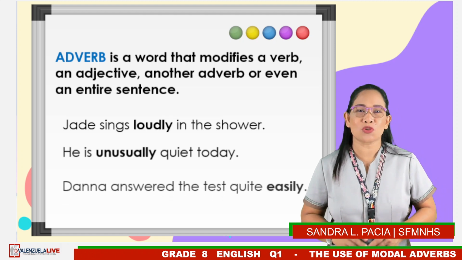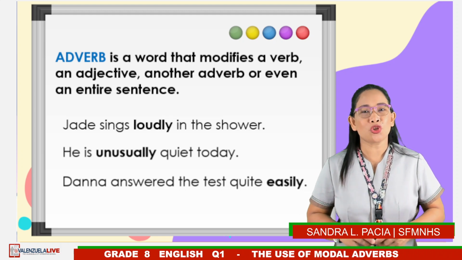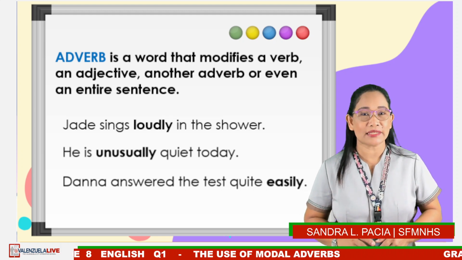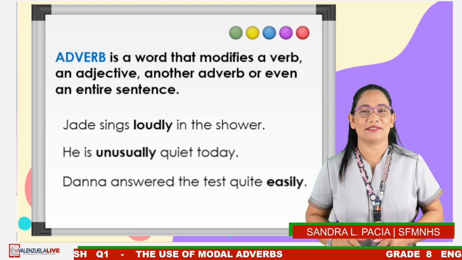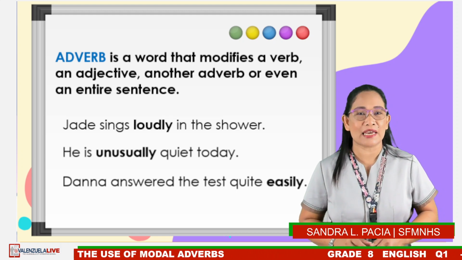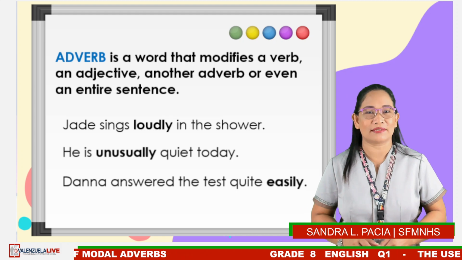Dana answered the test quite easily. To what extent did Dana answer the test? You are right. Easily here modifies another adverb, which is quite.